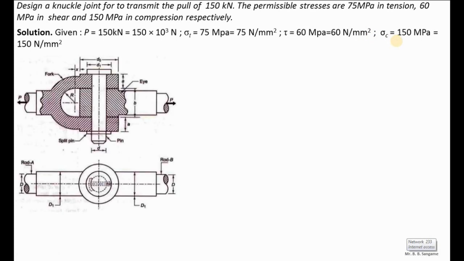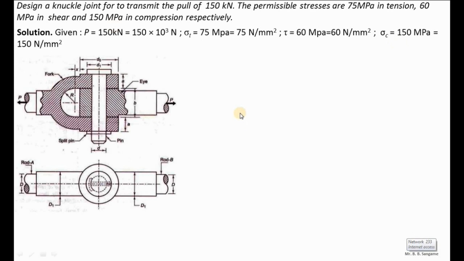We have the load applied, an axial pull type of load of magnitude 150 into 10 raised to 3 Newton. We have the permissible stress in tension 75 Newton per mm square, the permissible stress in shear 60 Newton per mm square, and the permissible stress in compression which is 150 Newton per mm square. So here I have shown the figure of knuckle joint.